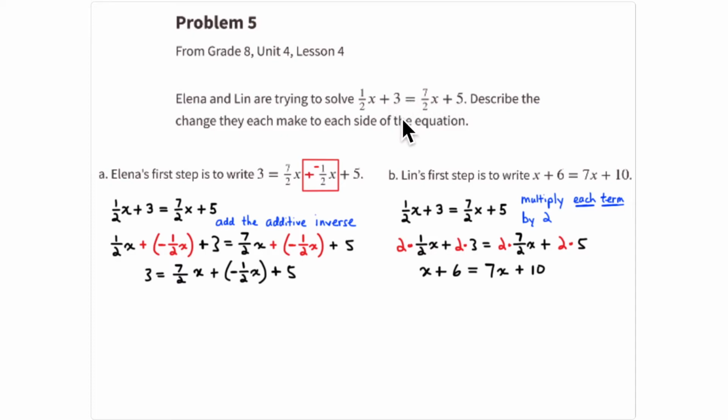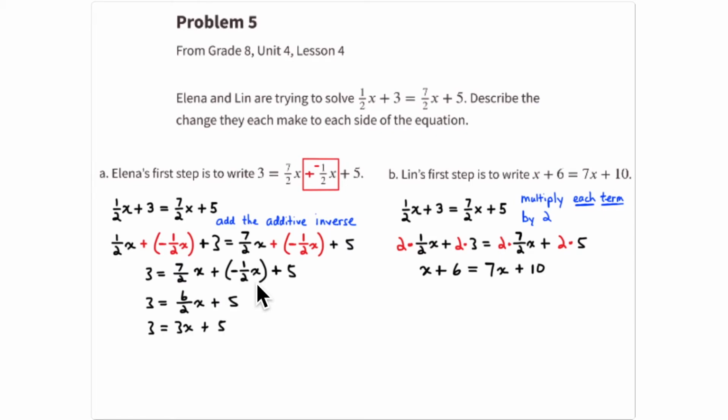Sorry, it's this right here. The only difference is that I'm calling this adding a negative 1 half x. So now if you combine the terms, 7 halves x plus a negative 1 half x is 6 halves x, and 6 halves is the same as 3, so this is 3x right here, and you're left with this 5. This 5 is added at the end for each step.